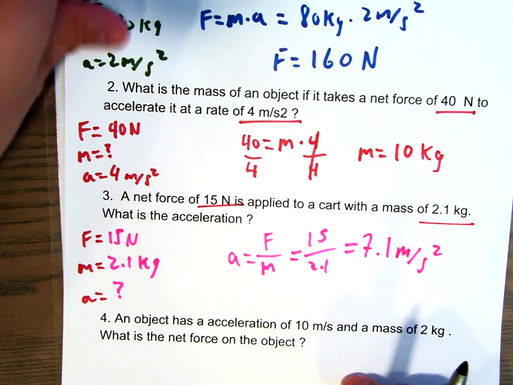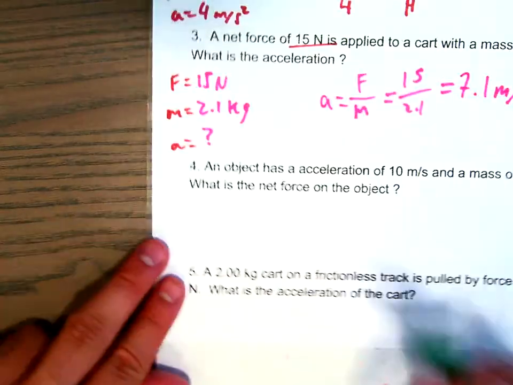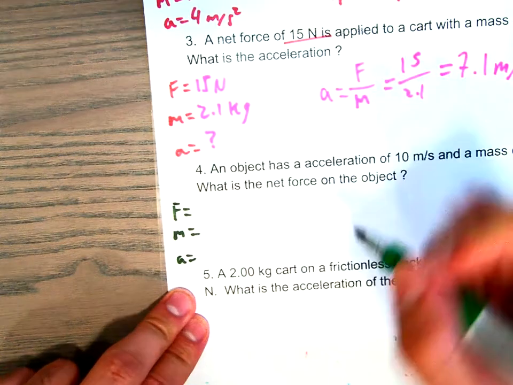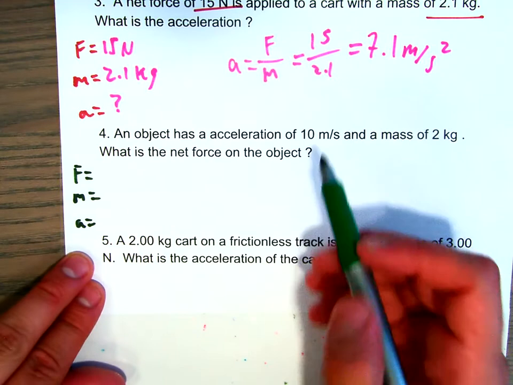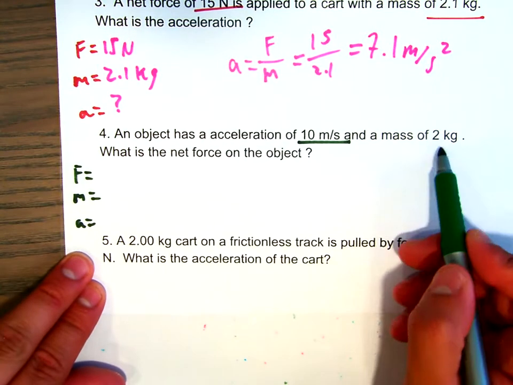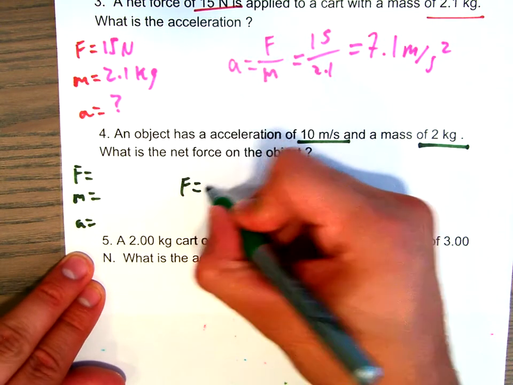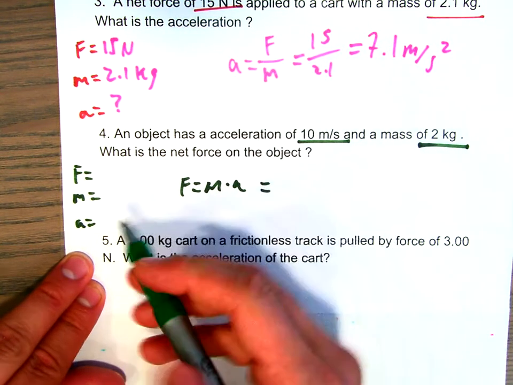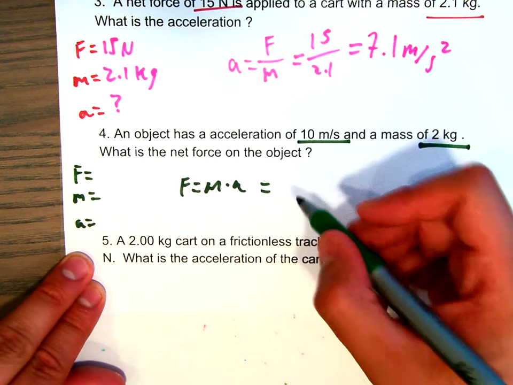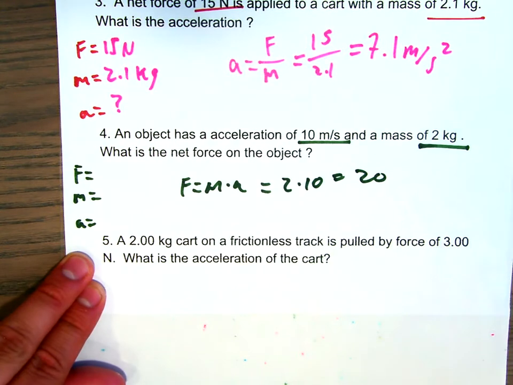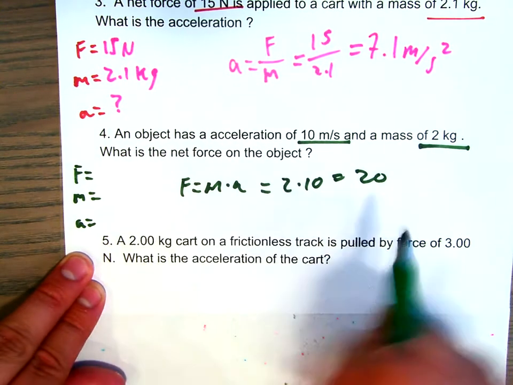And I'm going quickly through these problems because they're very similar to our speed problems. We plug, we solve, and we're done. Okay. An object has an acceleration of 10, a mass of 2. What is the force? Well, we know force equals mass times acceleration. We're getting better, so we can start skipping this. Mass is 2, acceleration is 10. That gives me 20. What are my units? It's force. My units are newtons.